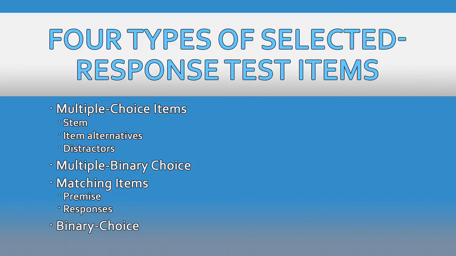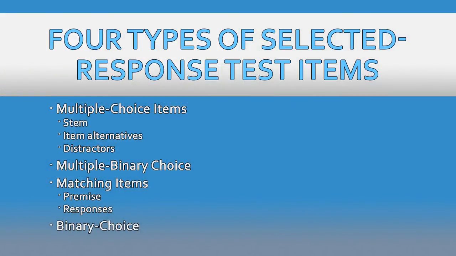The multiple choice item is made up of an initial statement called the stem, and then the item alternatives, which is the answer choice. The incorrect answer choices are called distractors. Again, I started with this format because it's the one that's most relevant to me. You're going to want to think about which ones are most relevant to you.